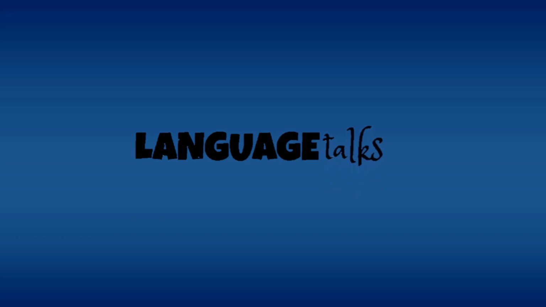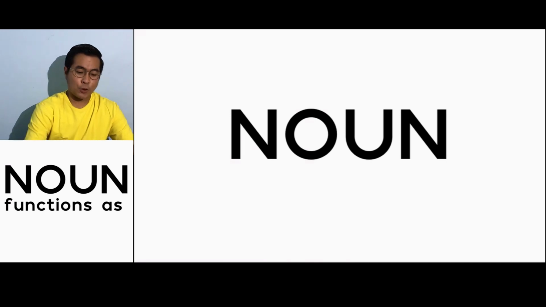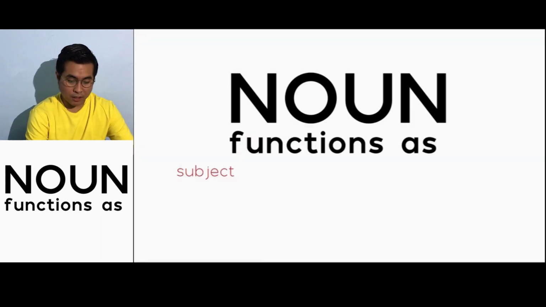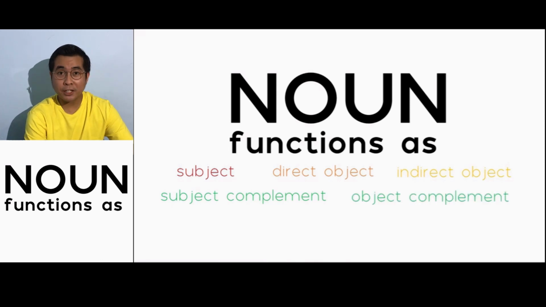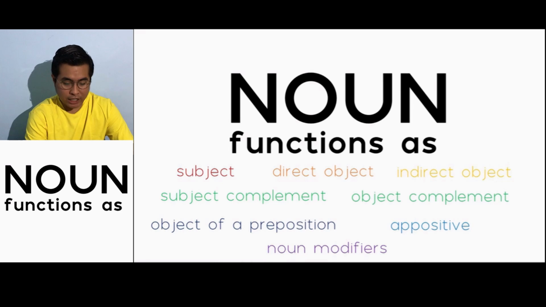This is Language Talks. The second part of the series for nouns will be about its functions. So the nouns have actually different functions. It functions as a subject, a direct object, indirect object, subject complement, object complement, and you have object of a preposition, appositive, and noun modifiers. So we have all of these as functions of the noun. So let's now take a look at each function.